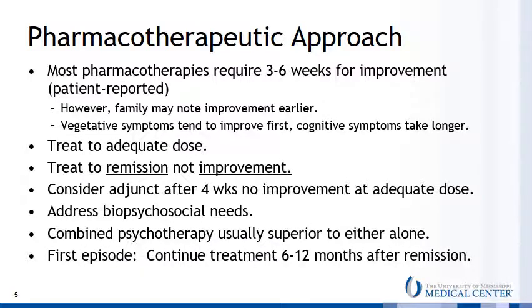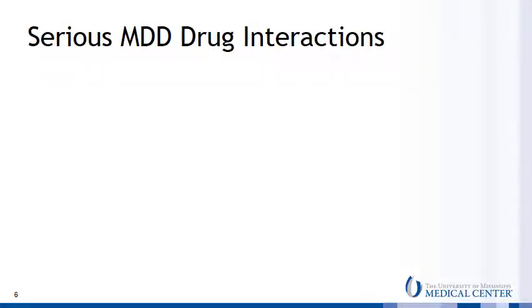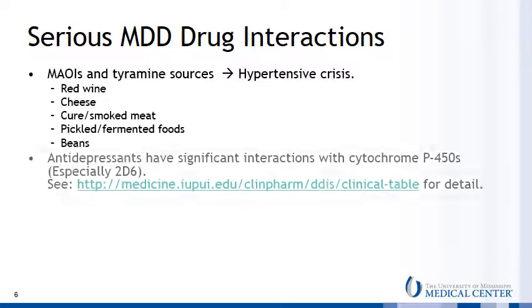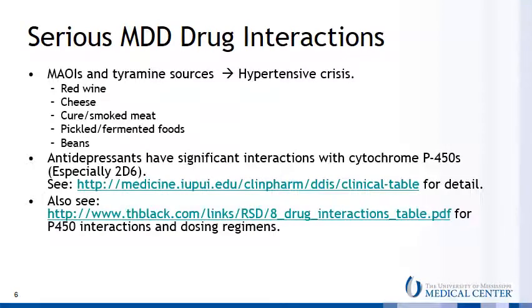Finally, once a patient has reached remission, it's important to continue treatment for an extended period. Generally, 6 to 12 months of continuous treatment is recommended after the first episode and longer after subsequent bouts of depression. Some antidepressants have serious interactions, such as those of the MAOIs and sources of tyramine, but remember that most antidepressants are cleared via the cytochrome P450s, especially the 2D6 isoform, so significant drug-drug interactions are common. Be sure to double-check for these against the patient's current medication regimen.